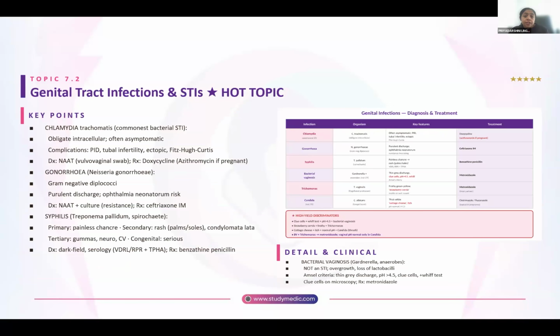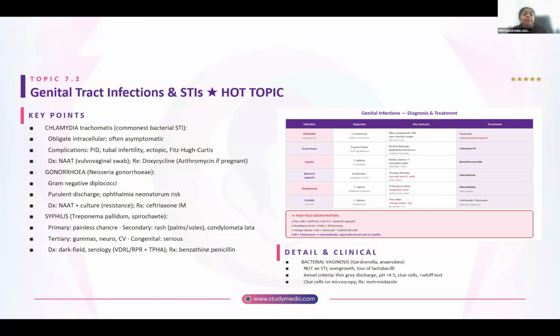Now, coming to the next topic, which is on genital tract infection and sexually transmitted infections. The most common bacterial STI is Chlamydia trachomatis. Chlamydia trachomatis is an obligate intracellular organism. Most of the time it is asymptomatic. Keep this in mind: the woman is not going to have any symptoms. What are the complications? Remember this as a silent killer.